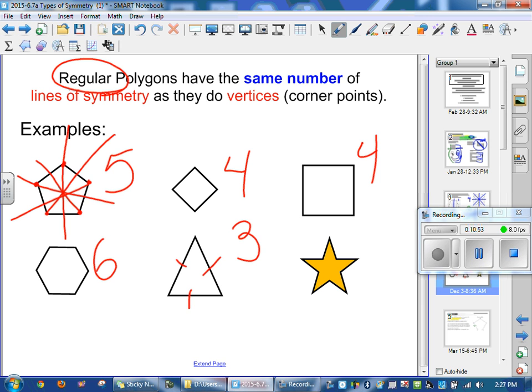What about a star? Does that follow our rules? Yeah, it does. If you cut it this way, there's 1. If I cut it this way, there's 2. I can cut it this way, there's 3. This way, there's 4. That way, there's 5. It will work every time. Okay, because it's a regular polygon.